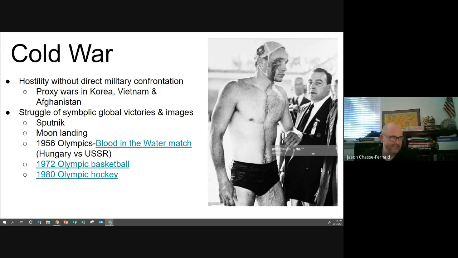The last category of analysis, the third category, is the struggle for symbolic victories. So the space race, right? The space race is one, with Sputnik and the moon landing and such. The Olympics, right? The Olympics are always fertile grounds for these symbolic global victories. And it's hard for students today to imagine how big the Olympics were for your parents' generation, or definitely your grandparents' generation.